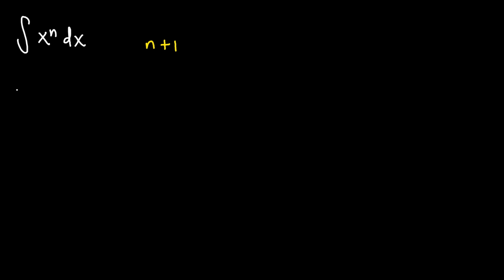So, the integral of x to the power of n will be equal to x to the power of n plus 1, and then divided by the new power, which is n plus 1. And then we have to add the constant of integration, c.